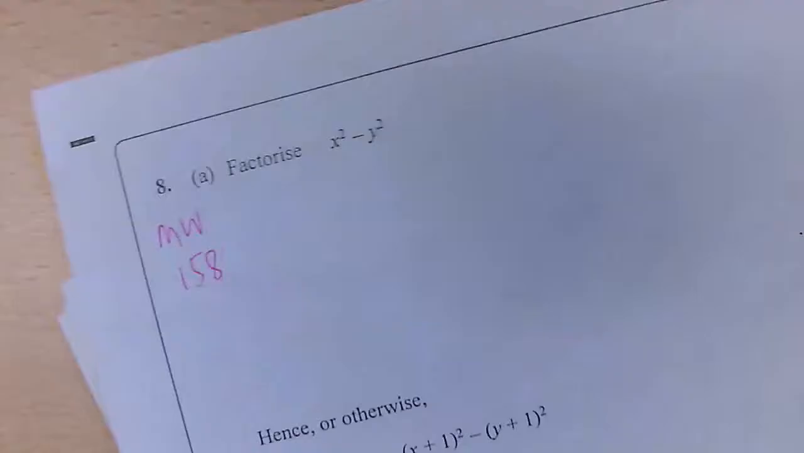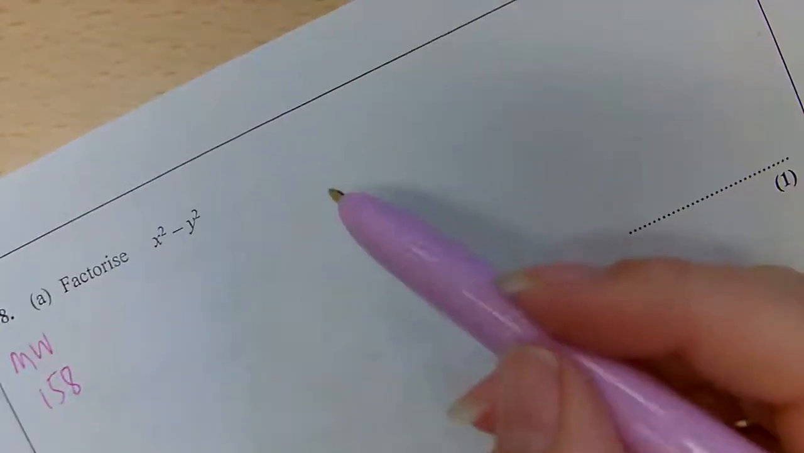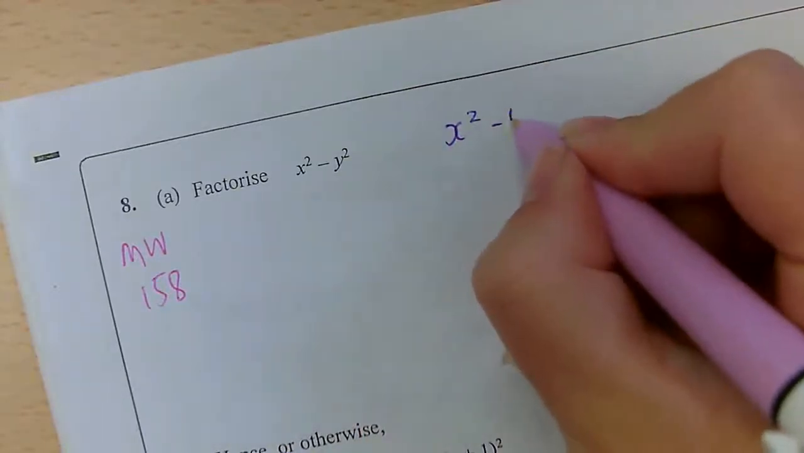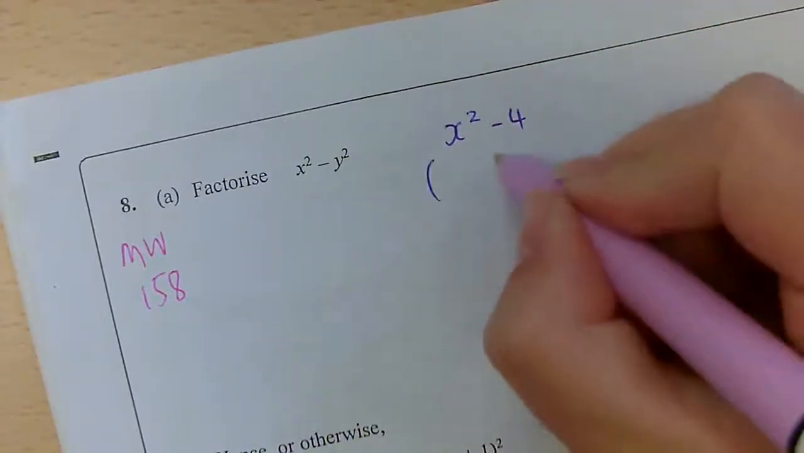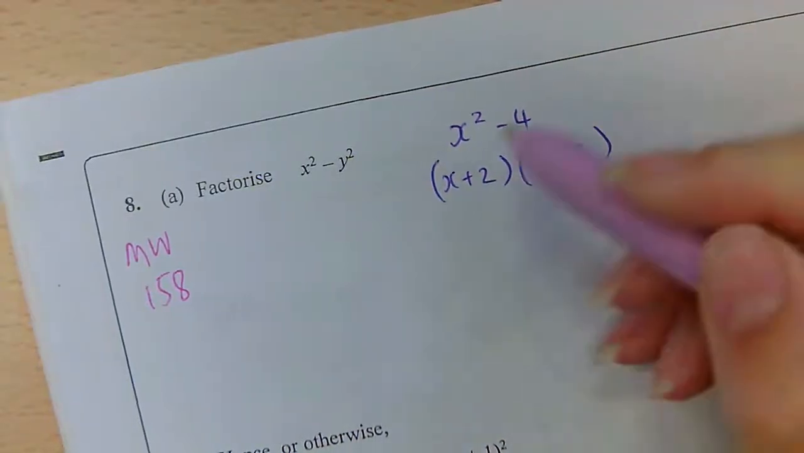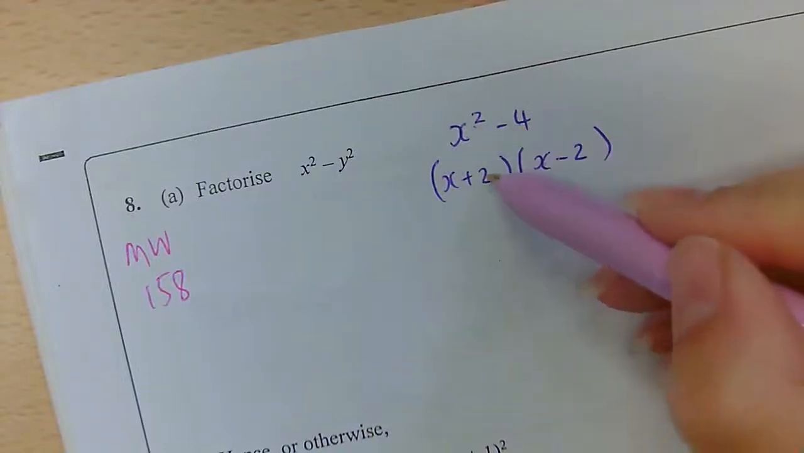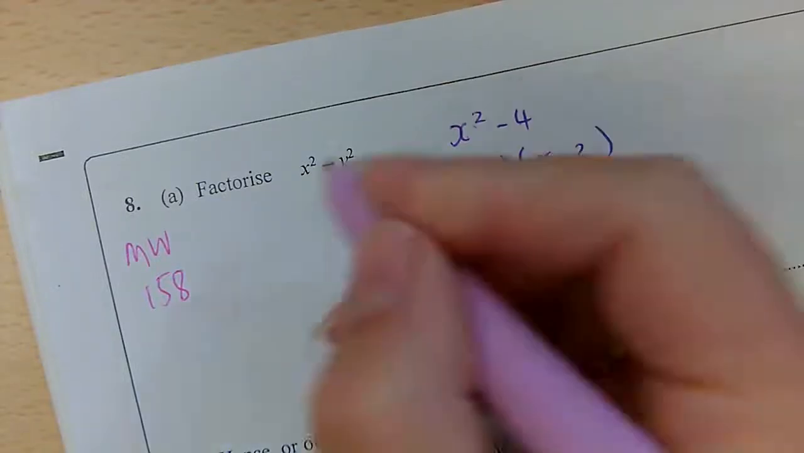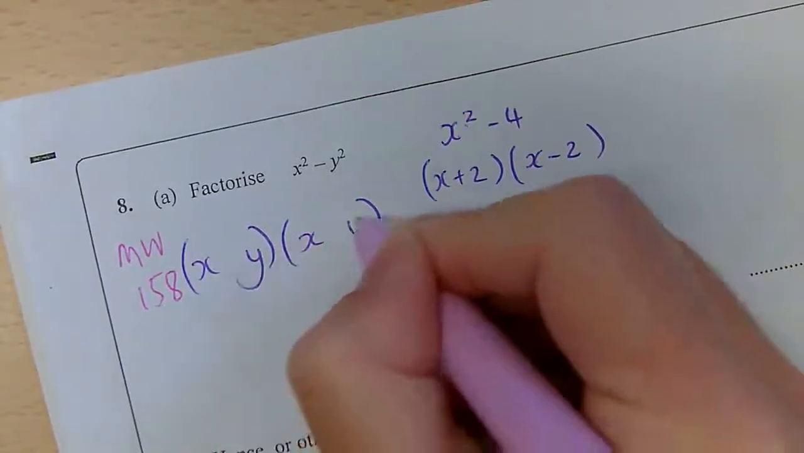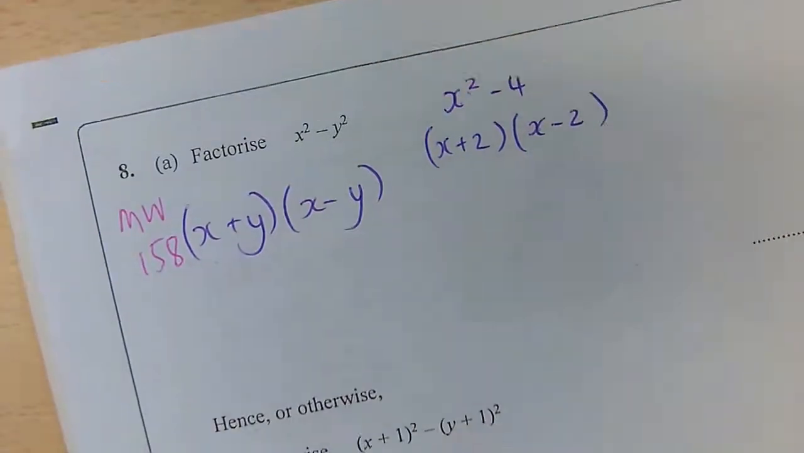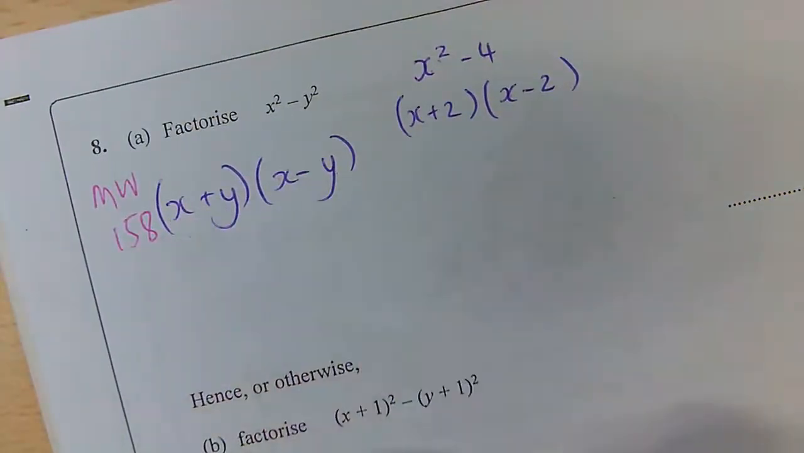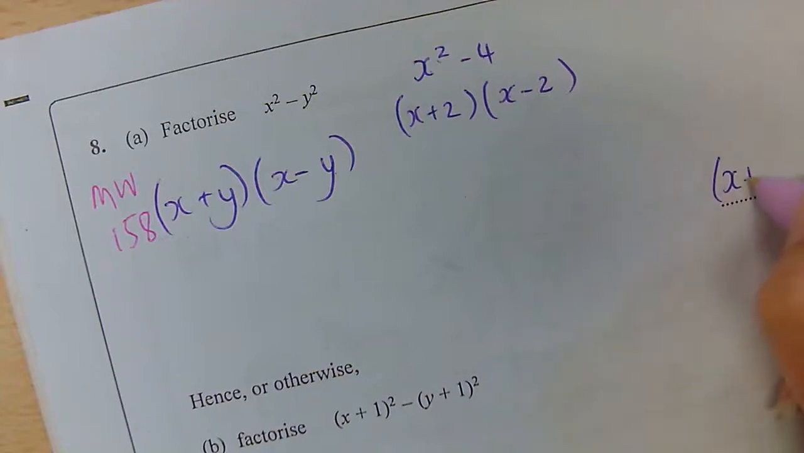Okay, question number 8. Factorize. Now this is difference of two squares. If we take it back to something that we already know, let's say for example x squared minus 4, then that's going to be x plus 2, x minus 2. Why? Well, I've square rooted this, and I've square rooted this. One's a plus, one's a minus. So for here, let's square root the x, let's square root the y, one's a plus, one's a minus. If you don't believe me, expand it out. x squared plus xy minus xy minus y squared. So that's going to work for us.